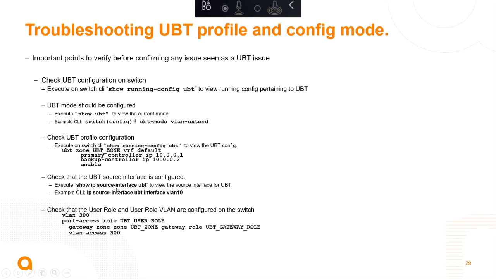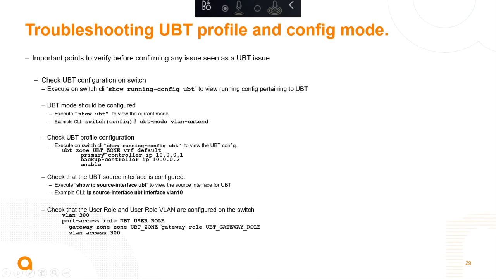The second thing we have to see is the UBT profile, whether it's configured correctly. We need to have a primary controller IP, and it should be enabled. Backup controller IP configuration is optional. And we also need to see whether the source interface for the UBT is configured correctly on the switch. For that, we can use the CLI show ip source-interface ubt.